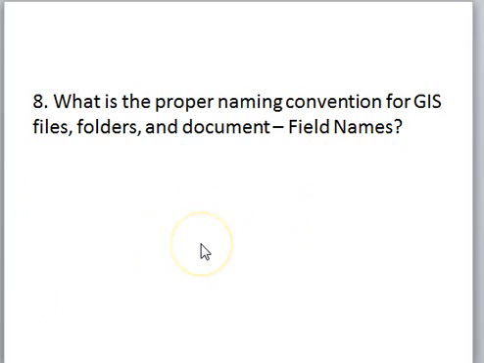Right. Okay, so naming files, folders, and documents or field names. What can you not have? No spaces, no special characters. The only special character you can have is an underscore, right? And you cannot start anything with a number. So that's why population 2000 is always pop underscore 2000 instead of pop 2000, instead of 2000 pop, right? It will break on you.